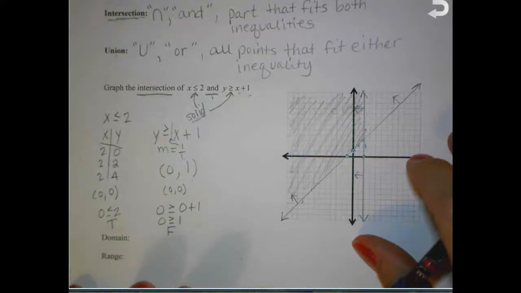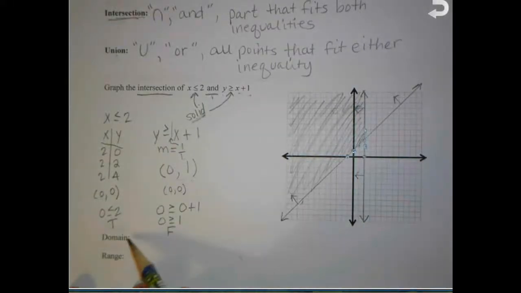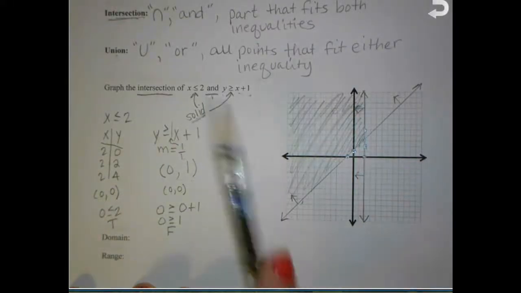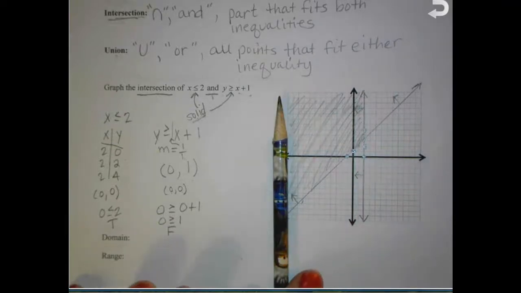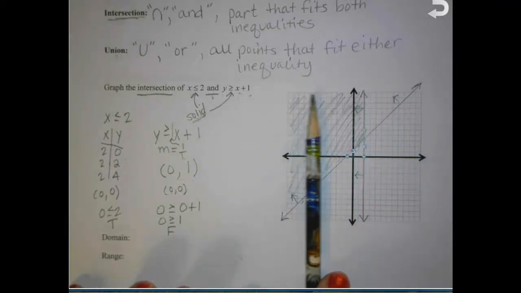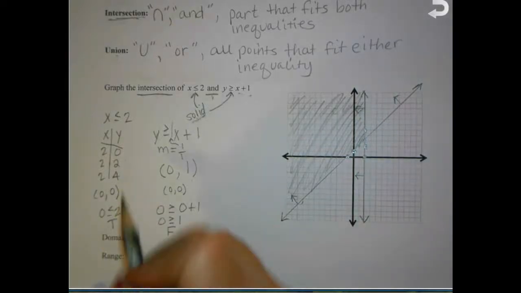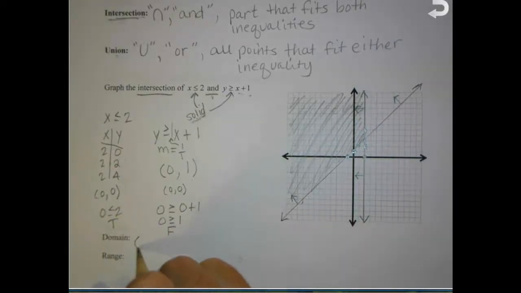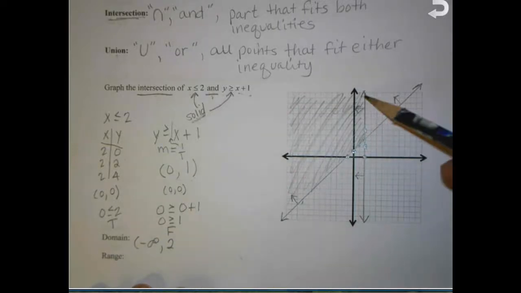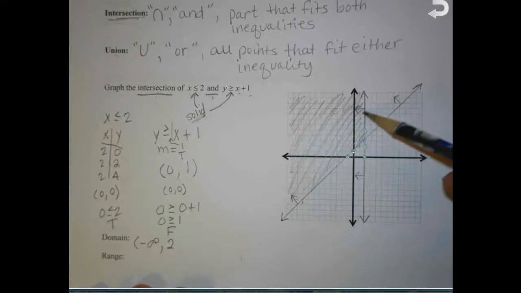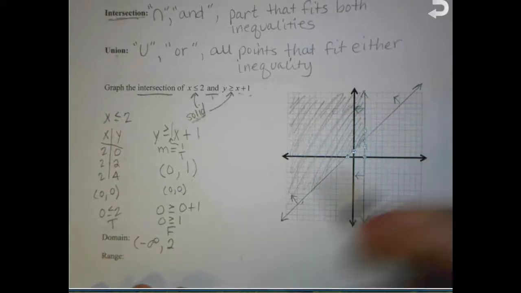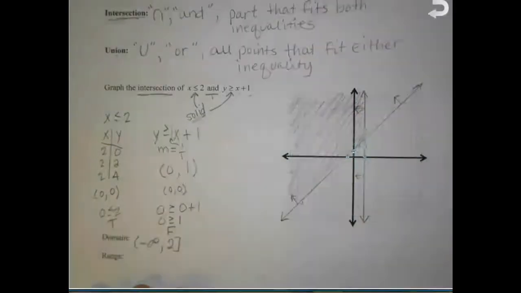Okay, the last thing that I want to look at is domain and range. So for domain, I'm going across in the x direction. I have a whole bunch of things that are included all the way up to right there at x equals 2. So I go from negative infinity to 2, and remember, because this line is solid, the points are up to and including the line, so the 2 is actually included.